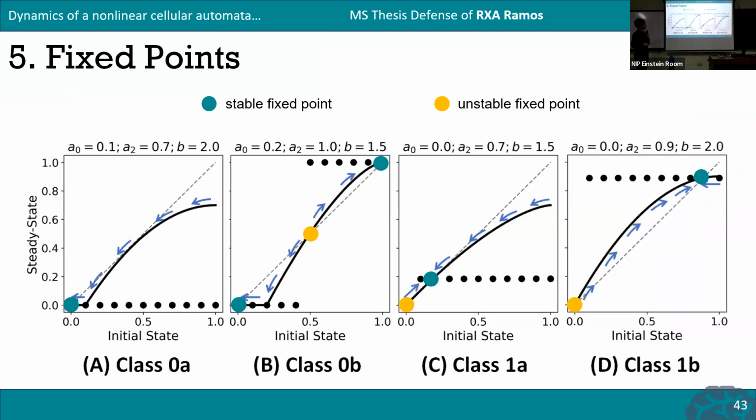So here's the summary of the fixed points of the systems. For class 0A, we have 1 stable fixed point, stabilizes at there. In class 0B, we have 2 stable fixed points and 1 unstable fixed point, meaning if the initial state of the system is just along this neighborhood, then that system will move either towards the third fixed point or the first fixed point. And for both class 1A and class 1B, we have 1 stable fixed point.